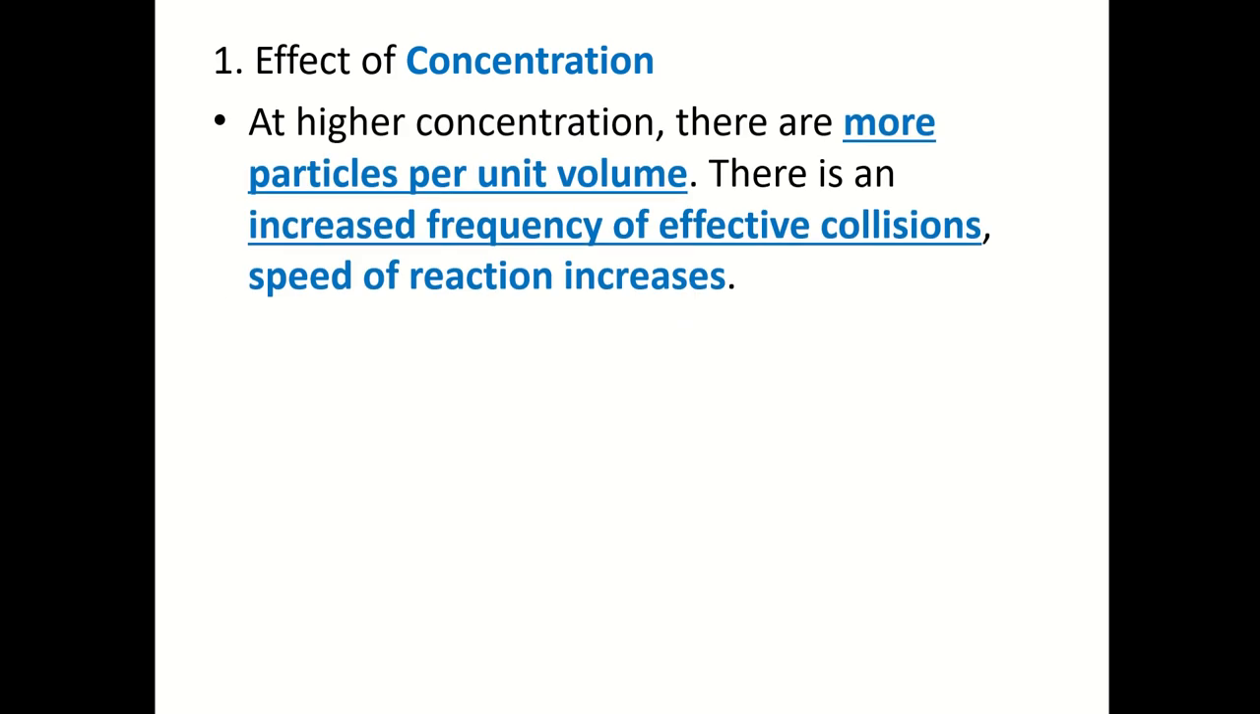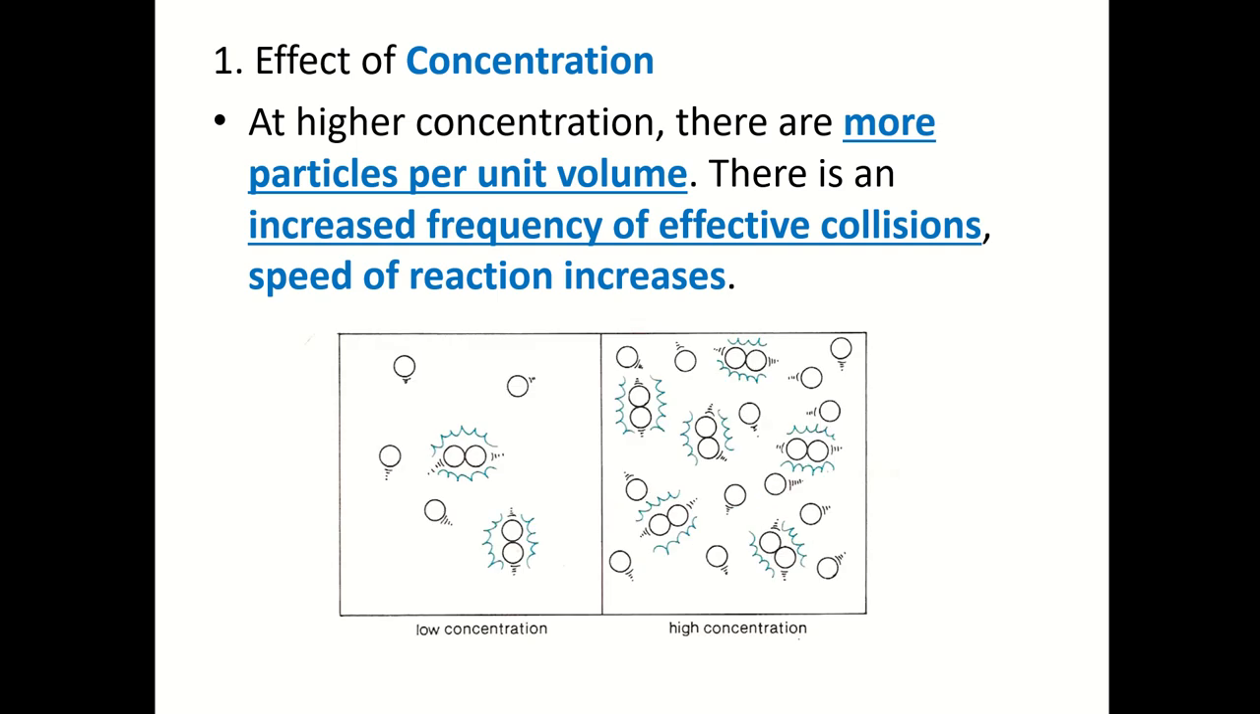Okay, so let's look at the first factor that affects speed of reaction, which is the effect of concentration. How does concentration affect speed of reaction? Concentration basically refers to the number of particles per unit volume. So if you have low concentration, it means you have fewer reactant particles per unit volume, as seen on the left here. And if you have a high concentration, it means you have more particles per unit volume, as seen on the right here.